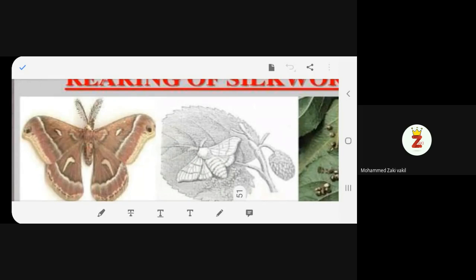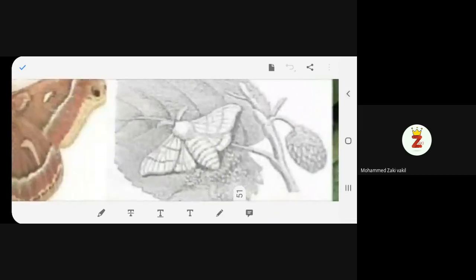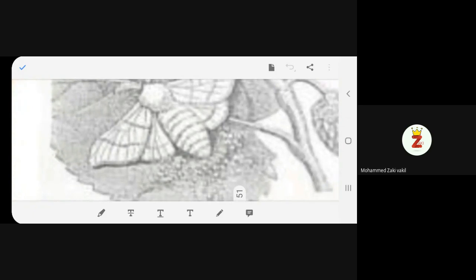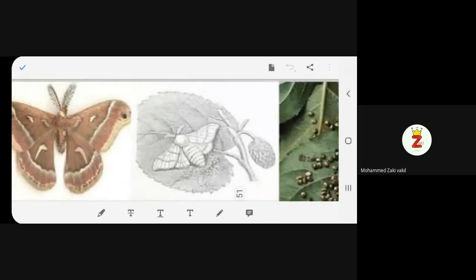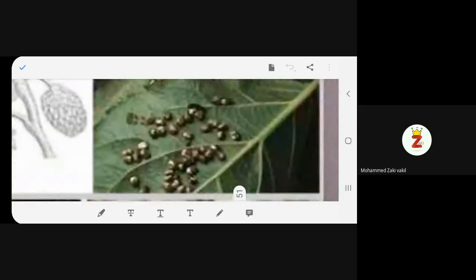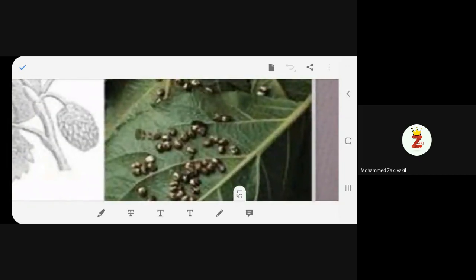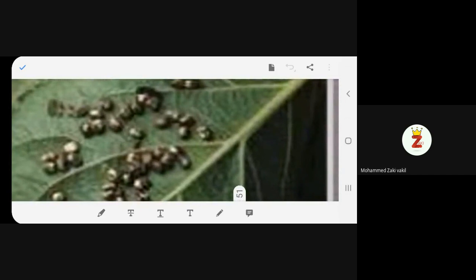This is a female moth. Can you see this? This is a female moth. What it does, it lays eggs. What it does, beta? It lays eggs. Can you see this? These are all eggs. Okay? So the female moth lays eggs on the mulberry leaves. These are what the eggs look like.